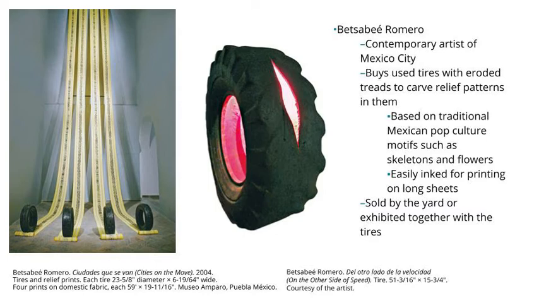And also the way that the tires are able to roll, it's easily inked to be printed on long sheets, like you can see on this example on the left. You can literally roll the tire down a very long sheet of paper, and they're displayed in creative ways like this. They're either sold by the yard, almost like one would be buying fabric at a fabric store, or they can be exhibited together with the tires that made them, like in this example on the left.